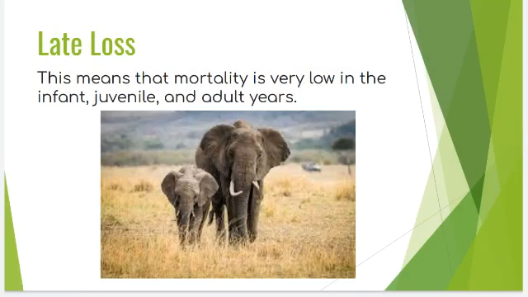Late loss means that the mortality rate is very low in the infant, juvenile, and adult years. An example that could be given are mammals, because they tend to take care of their offspring from infancy until they mature. And when they are mature, they become apex predators, on top of the food chain. So there are few predators that could hinder their lifespan.